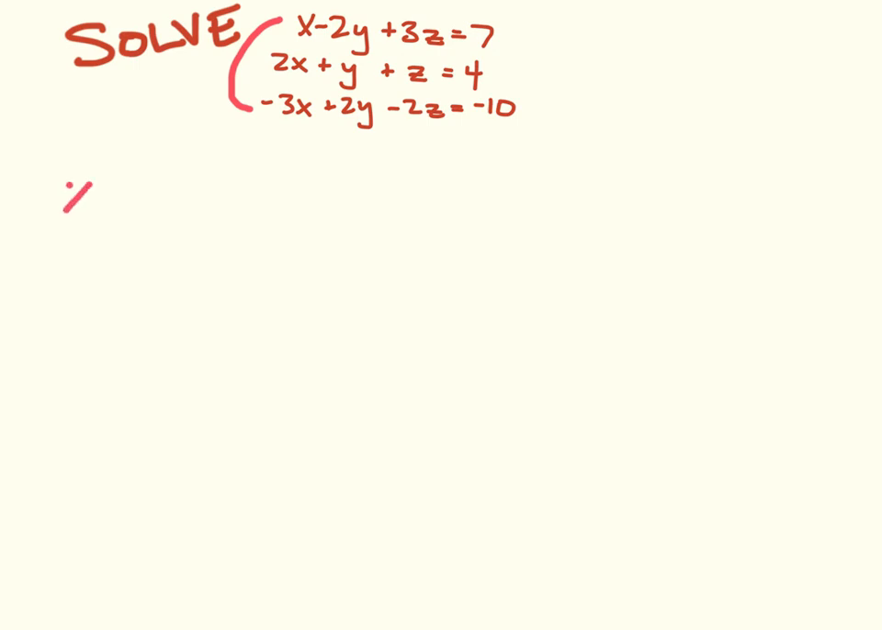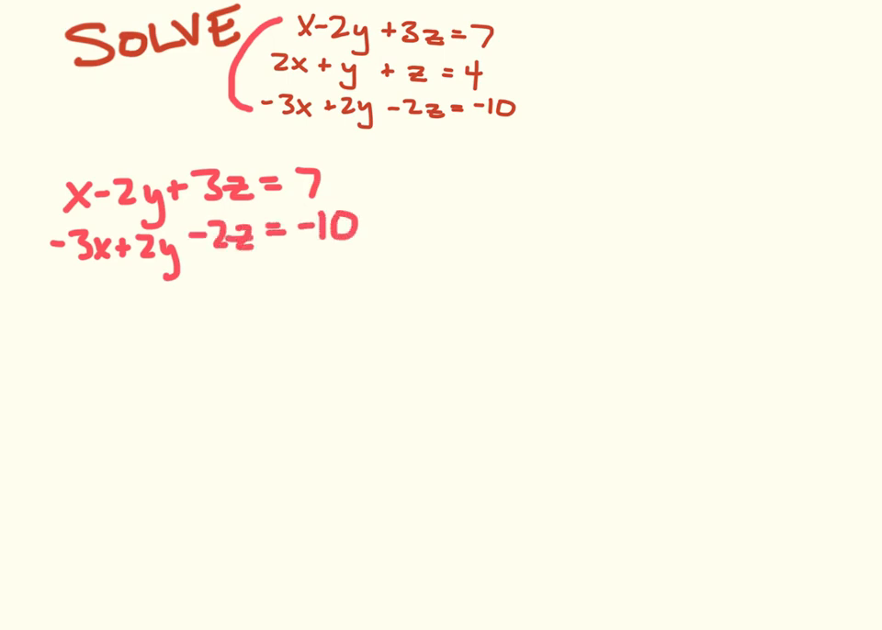So x minus 2y plus 3z is equal to 7, and negative 3x plus 2y minus 2z is equal to negative 10. The y's are going to eliminate. So x minus 3x is negative 2x plus z is equal to negative 3.